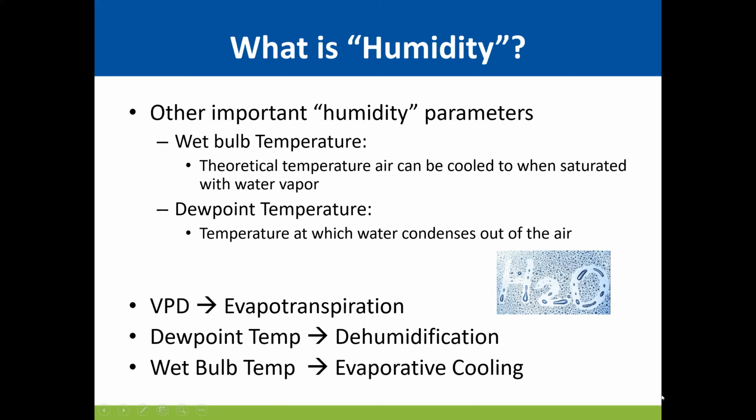Now, like I mentioned before, vapor pressure deficit is what drives plant evapotranspiration. Dew point temperature is what we mechanical engineers like to look at to determine dehumidification potential and capabilities. And again, the wet bulb temperature is related to the potential to do evaporative cooling.